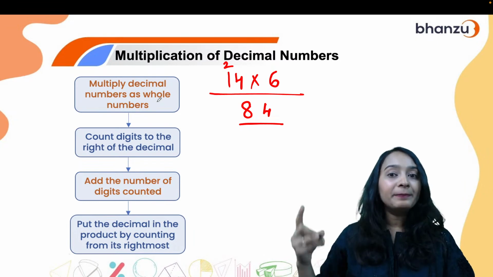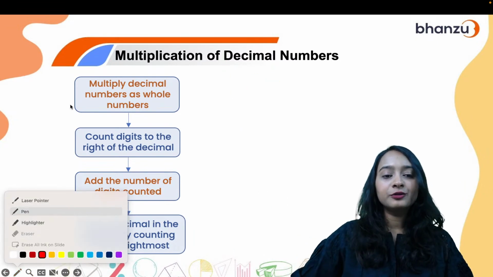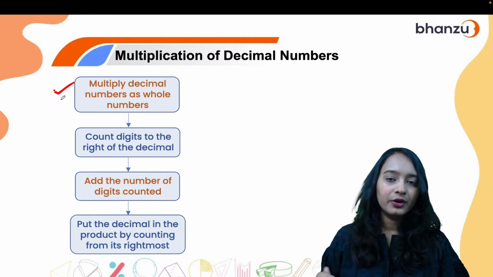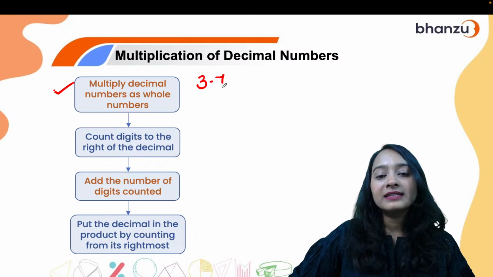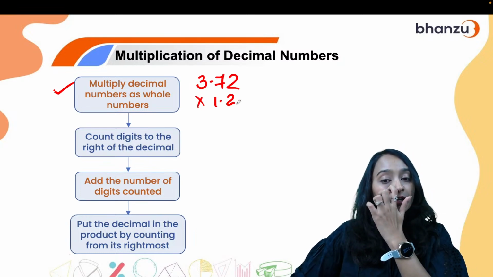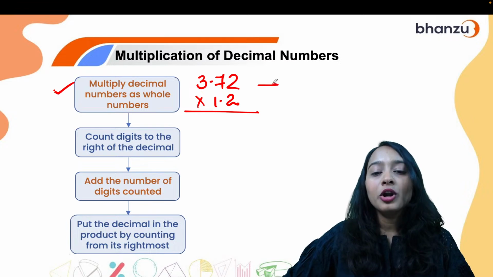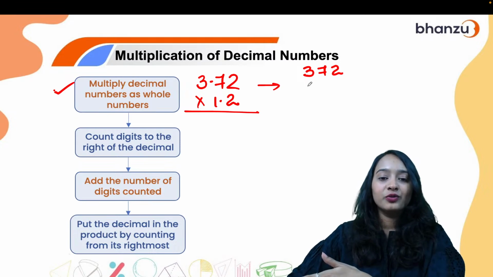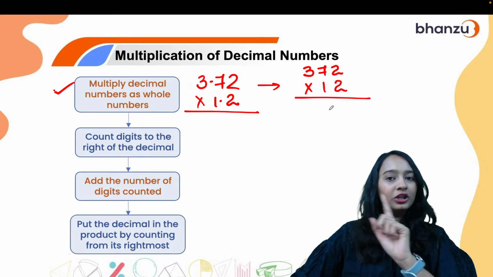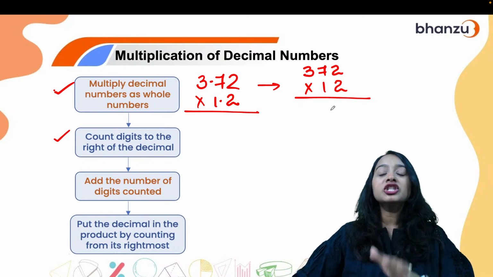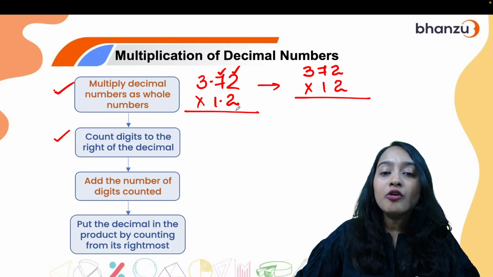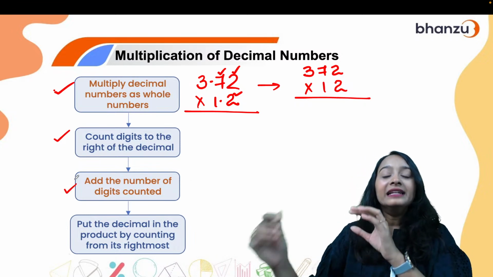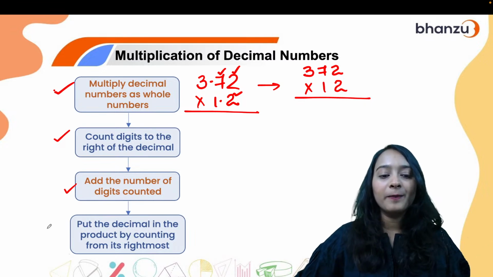Alright, so this multiplication is something we all know. When you are multiplying decimals, what will you have to do? First, multiply the decimal numbers as whole numbers. Suppose you have 3.72 multiplied with 1.2. Multiply them as whole numbers, as 372 multiplied with 12. Next, once you get the answer, count how many digits are there after the decimal point, and in the answer, leave so many digits and place your point.